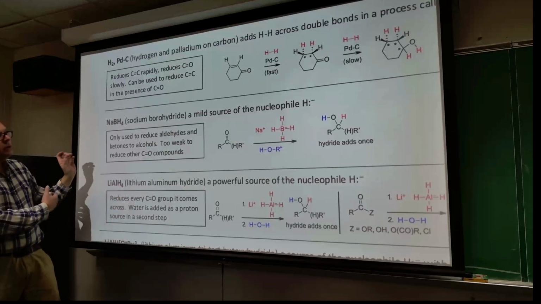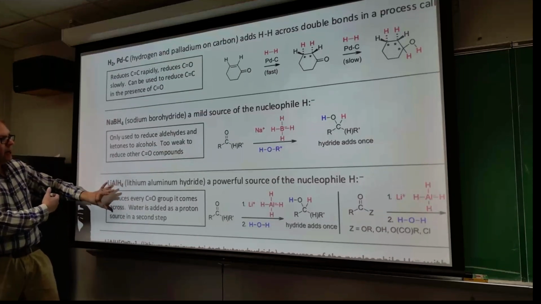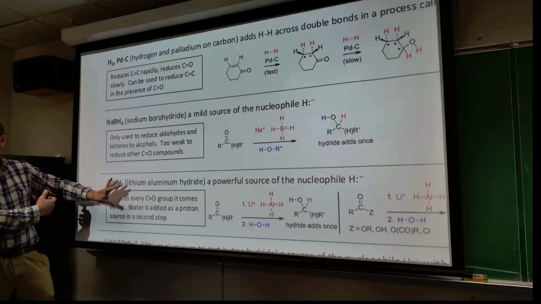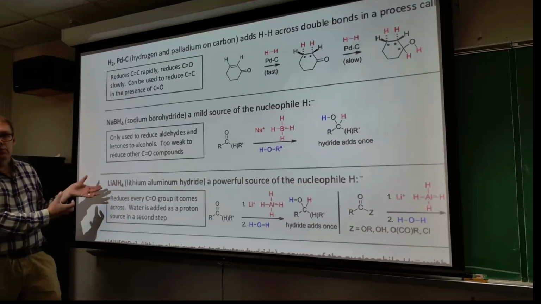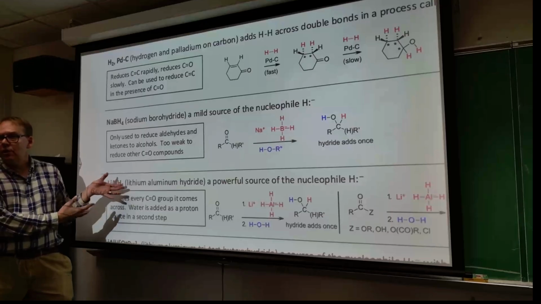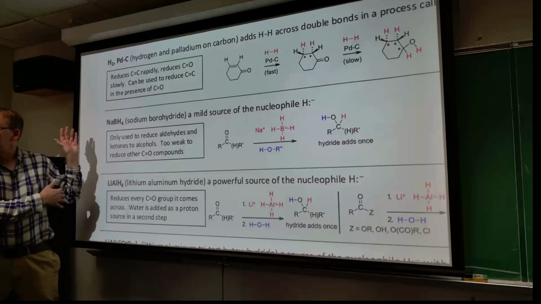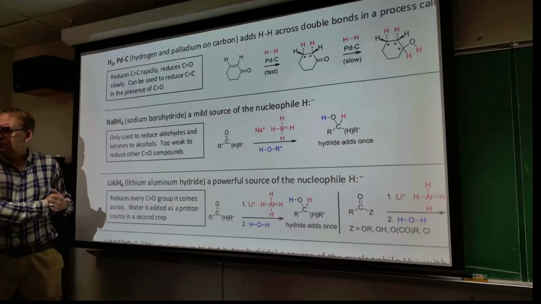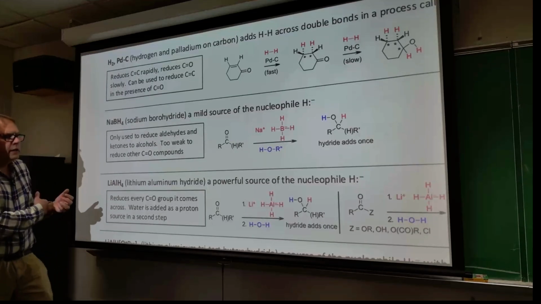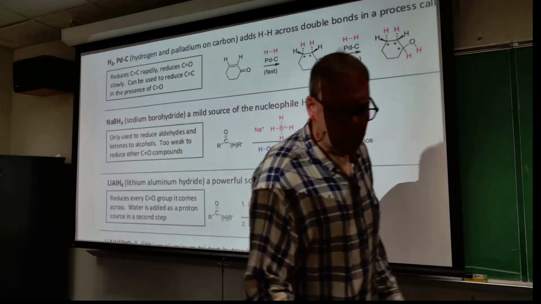And so what I'm going to do now is go through the mechanisms of these metal hydride reductions to show you how they work, and then we'll do a little bit more with this, and then we'll talk about some reductions of other carbonyl groups. But do you have any questions so far? We're just kind of getting started with these reagents, but all right, let's talk about mechanism.